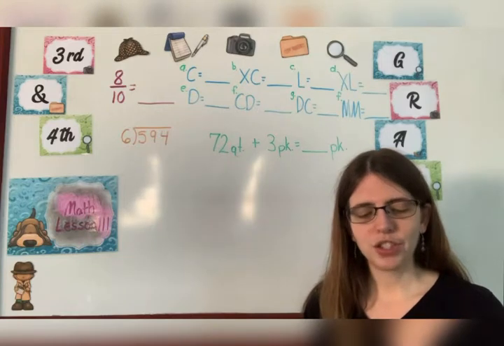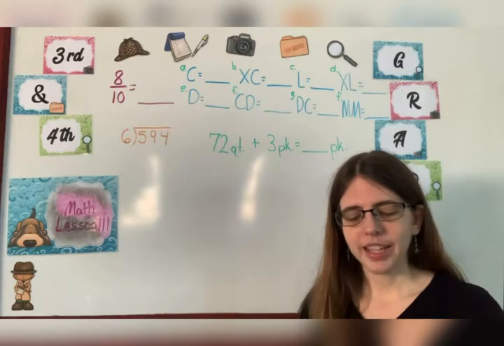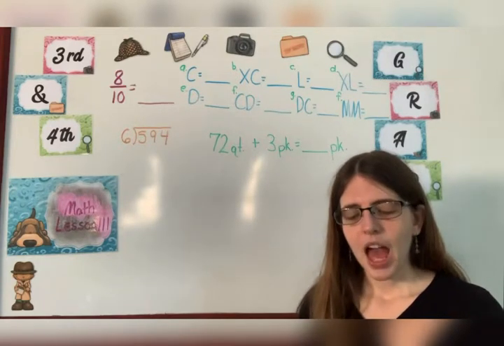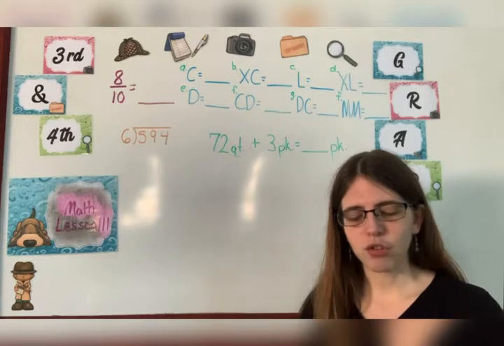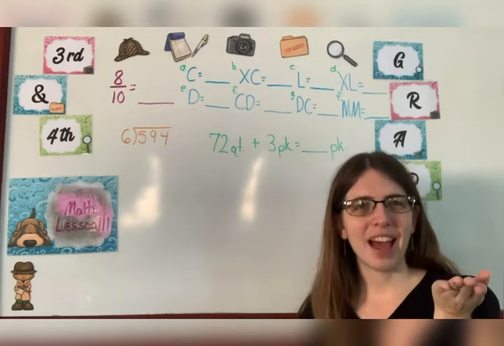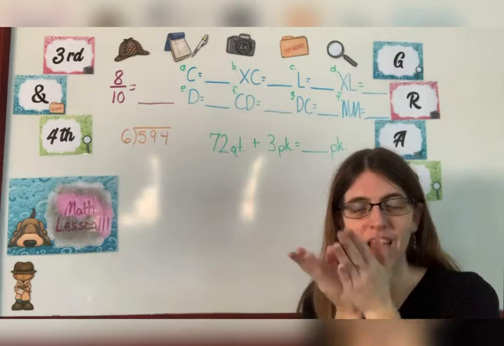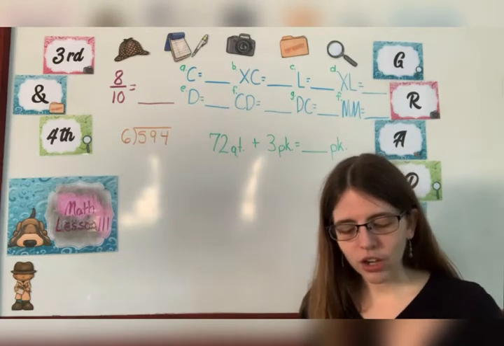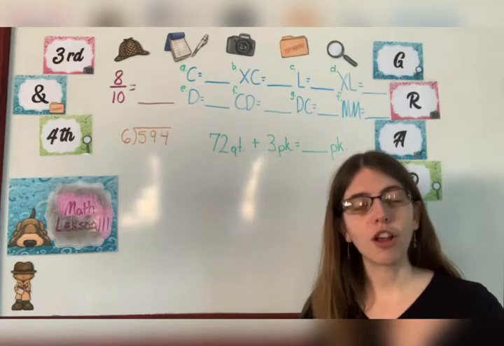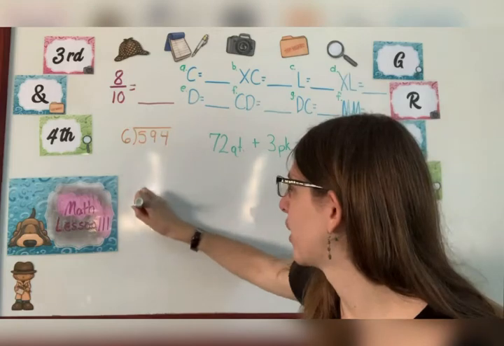Number 2 says solve the story problems. Let's look at those together. The population of Layla's town is 16,000. Amelia's town has 2,500 fewer people than Layla's. What is the population of both towns together? So I know Layla's town, it's 16,000. But do I know Amelia's town so I can put it together? No, not yet. I just know that her town has 2,500 fewer people in it. So first I have to find out how many people are in her town.